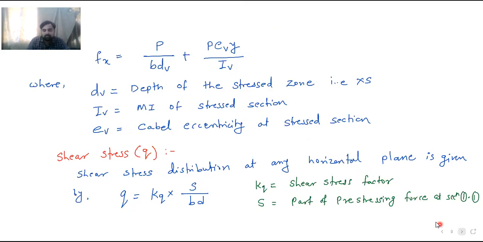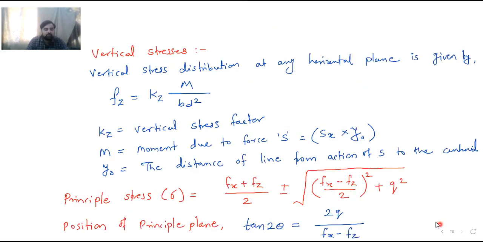So Fx, Q, then vertical stress Fz, and the principal stress, major and minor principal stress. Major is at top, minor is at bottom. And the position of the plane. So these are the formulas. Now we will move to the numerical.